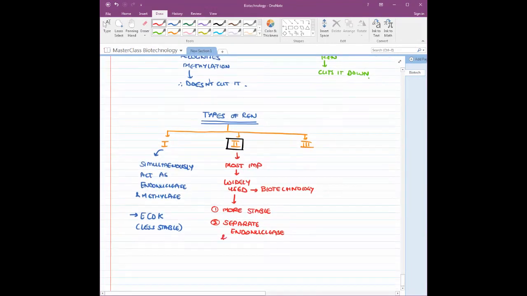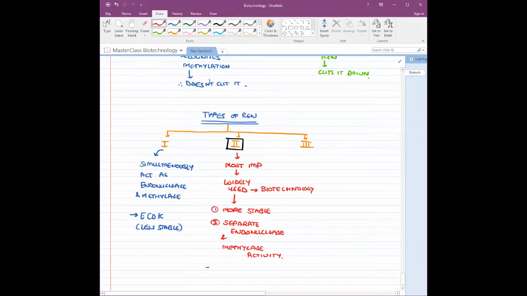And separate methylase activity. So, guys, if you are doing the two jobs at the same time, your efficiency is going to be less. Here, because two jobs are given to two different sequences, guys, because of this, their activity is more. Okay, and that is why we are going to be using this one.